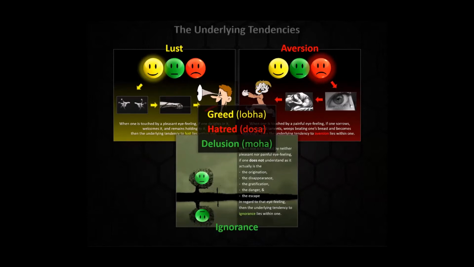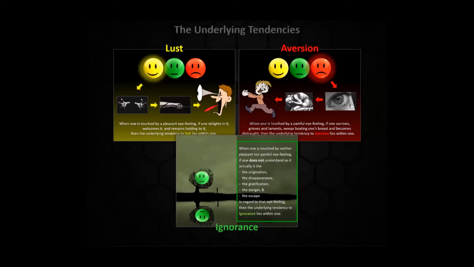The next question: why is neutral feeling linked with ignorance? Many people get very confused when they read this part. To understand this, we have to look at these 3 sentences from a different perspective.